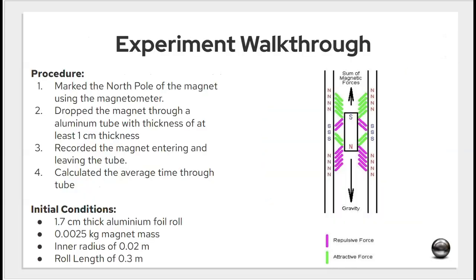So getting into the experiment, quick walkthrough: we marked the north pole of the magnet using a magnetometer on our phone. We dropped the magnet through the tube. We recorded it entering and leaving the tube, and then we calculated that average time. Some initial conditions: our aluminum foil roll was about 1.7 centimeters thick. We had a 0.0025 kilogram magnet mass, a radius of about 0.02 meters, and a total roll length of 0.3 meters.